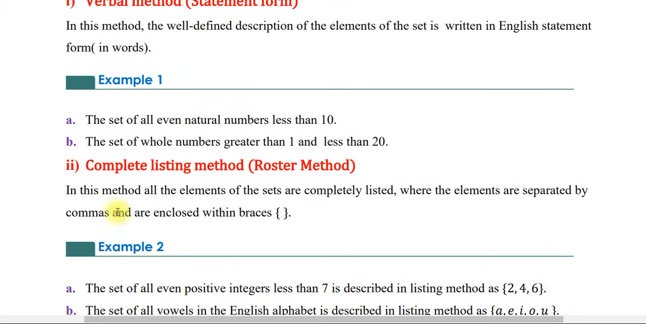The second method: complete listing method, or roster method.